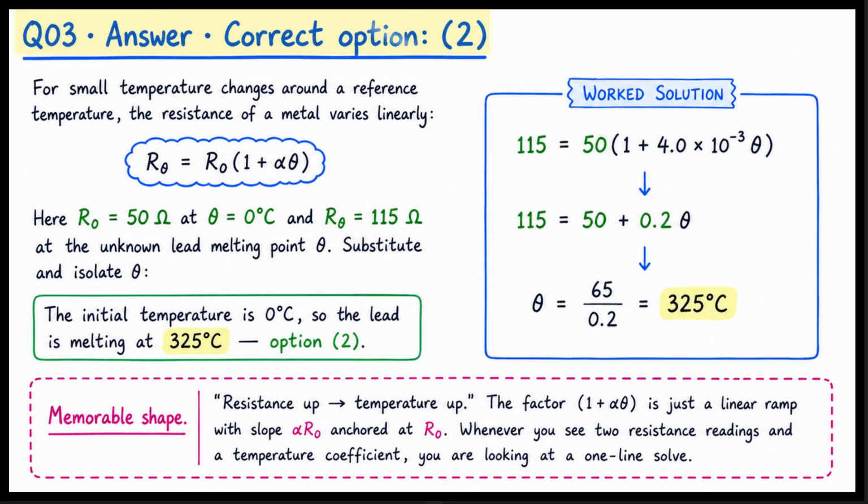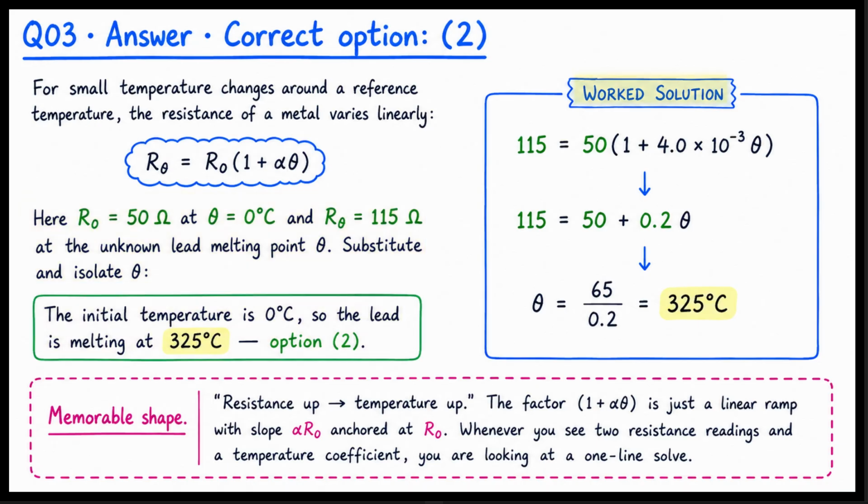And the answer is option 2, 325 degrees Celsius. Here's the working. For small temperature changes around a reference temperature, the resistance of a metal varies linearly. R sub theta equals R0 times 1 plus alpha theta. Here R0 is 50 ohms at theta equals 0 degrees, and R sub theta is 115 ohms at the unknown lead melting point theta. Substitute and isolate theta.